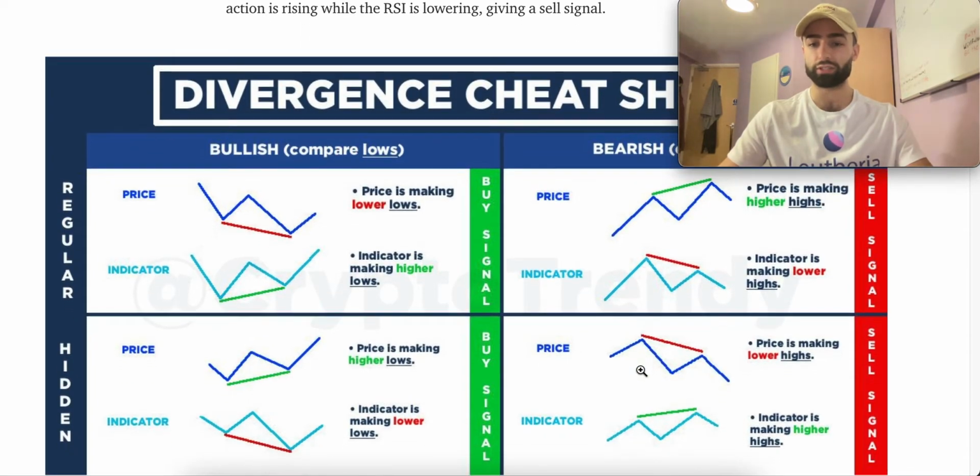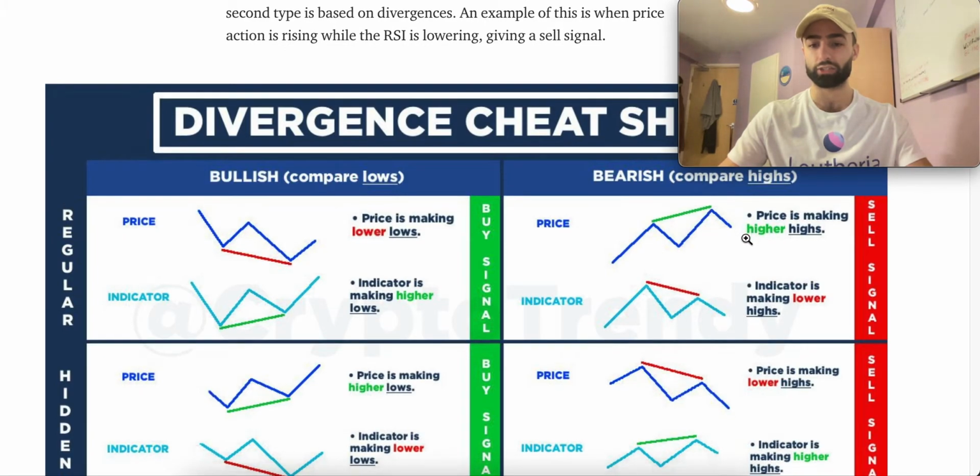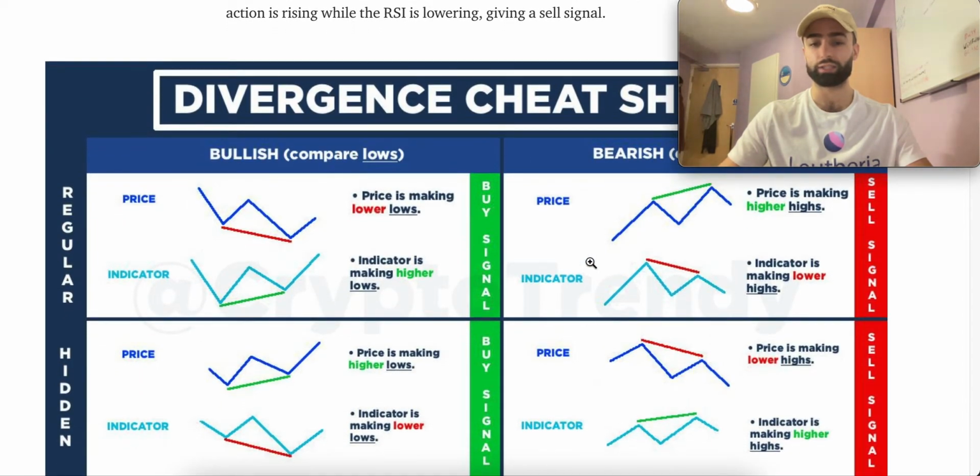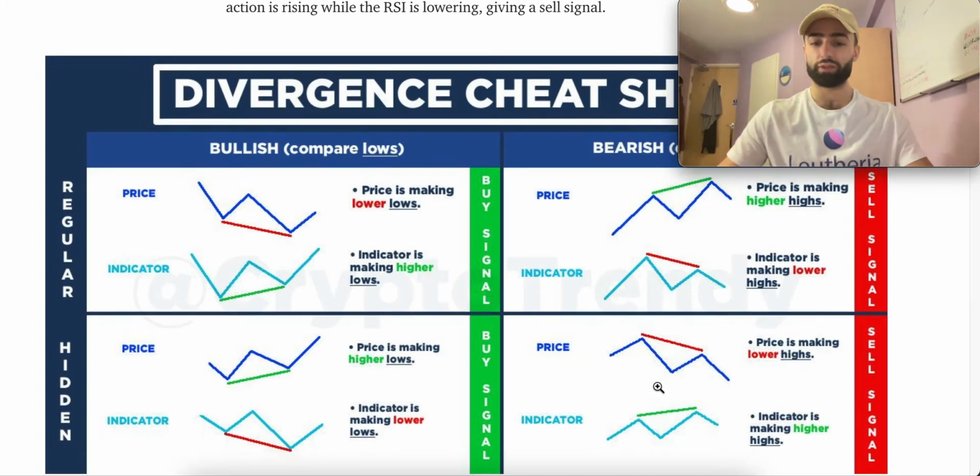So the hidden bearish divergence is, I apologize for the video being over the compare highs section of this, but it's just telling us that we're looking at the highs for the bearish divergences. So for the hidden bearish divergence, we are looking at the price making a lower high, but the RSI is making a higher high. So you're thinking, oh, the RSI is making a higher high, so isn't that increasing in strength? Well, not actually, because you're looking at the price action, and you're seeing that the price action is saying, well, we're making lower highs.